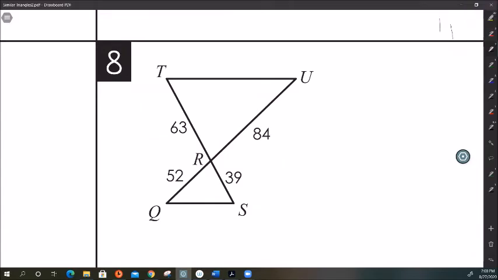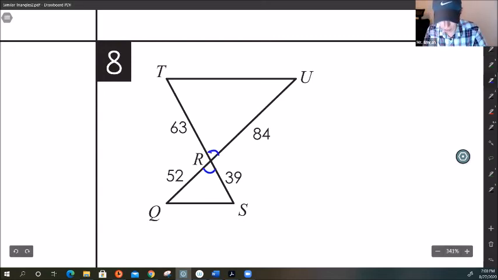They're similar. What did you do to check for similarity? Which angles are the same? Which one did you use? Side, angle, side, the same. Side angle side, all right.